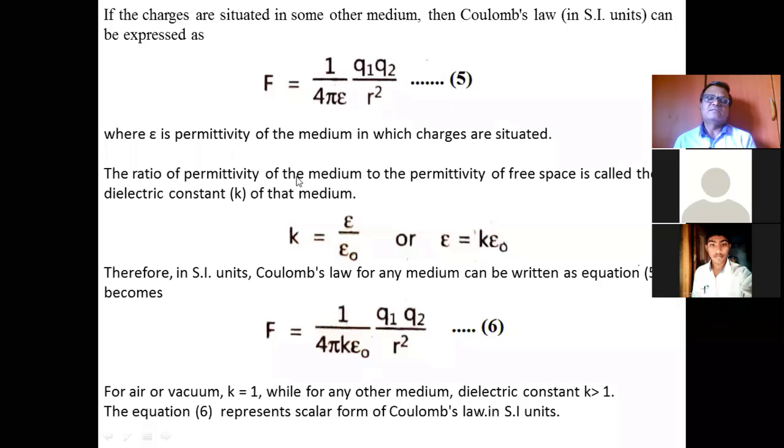Now using equations 4 and 5, we define one more quantity called the dielectric constant. The ratio of the permittivity of any medium, epsilon, to the permittivity of free space or vacuum, epsilon 0, is called the dielectric constant, and K is equal to epsilon divided by epsilon 0. This is a constant because the unit of epsilon and the unit of epsilon 0 are the same.